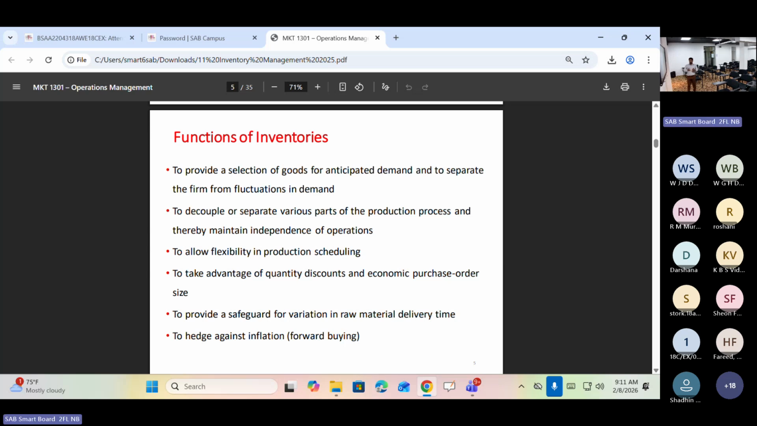Through maintaining work in progress inventories, we can separate the production steps and minimize the interdependency between production steps. That's an important role played by inventories. What is the term we use here? We call it decoupling the production steps, or separating the production steps and maintaining the independence of operations, which is very important.